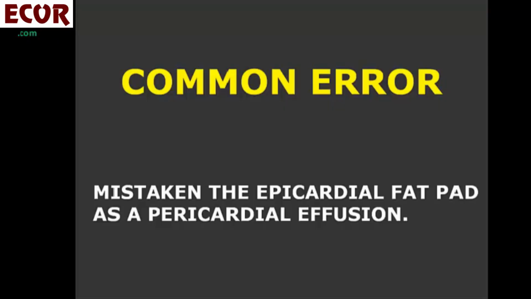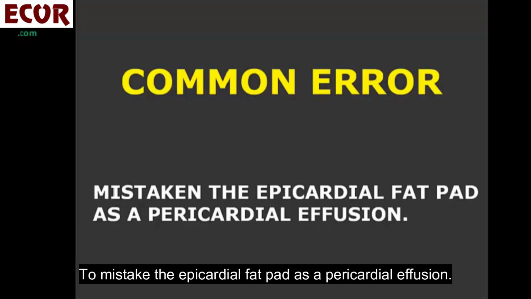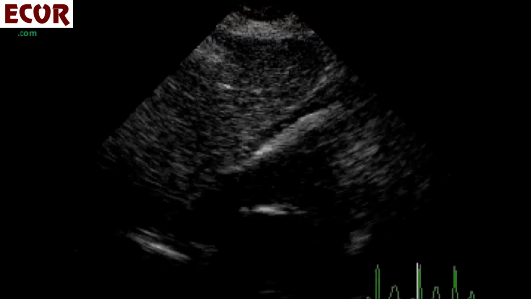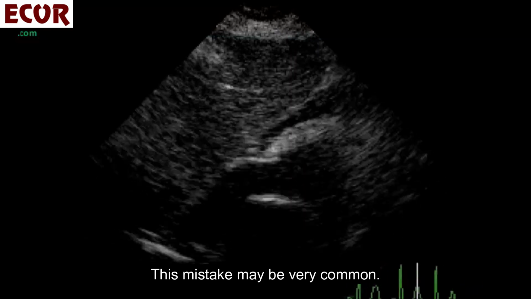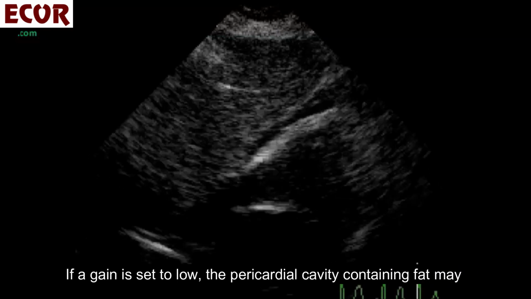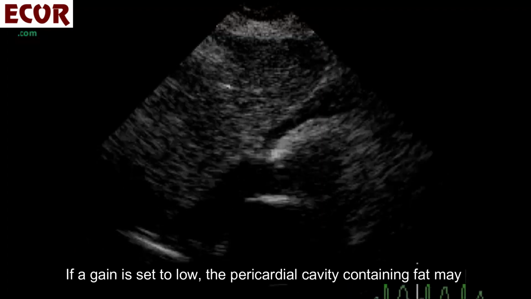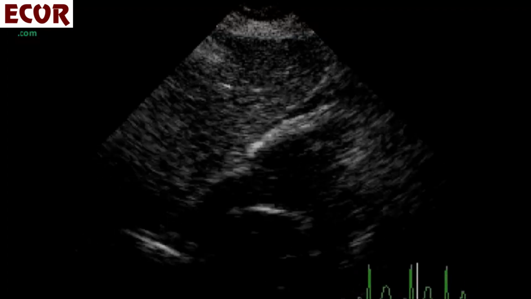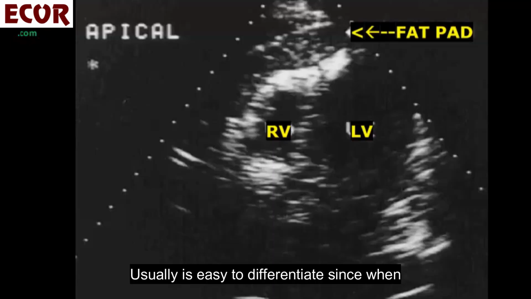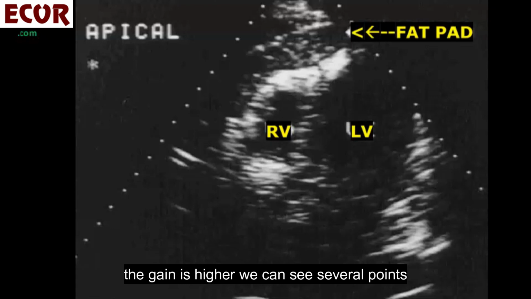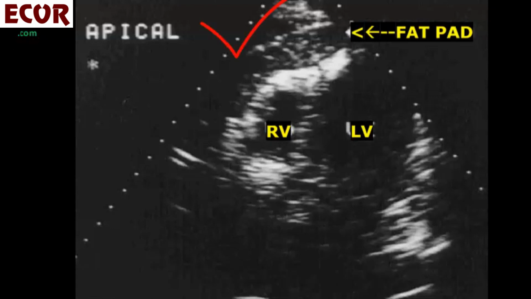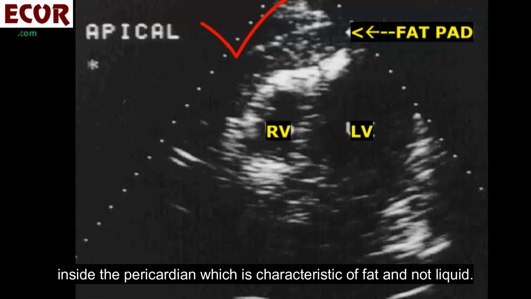Common error: to mistake the epicardial fat pad as a pericardial effusion. This mistake may be very common if gain is set too low. The pericardial cavity containing fat may resemble an effusion. Usually, it's easy to differentiate, since when the gain is higher, we can see several points inside the pericardium, which is characteristic of fat and not liquid.